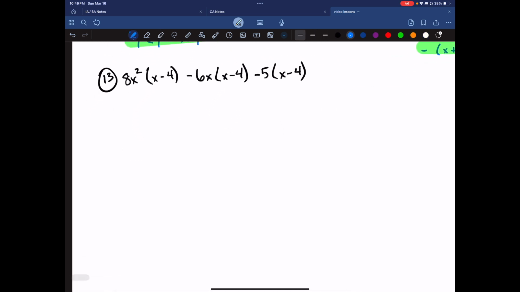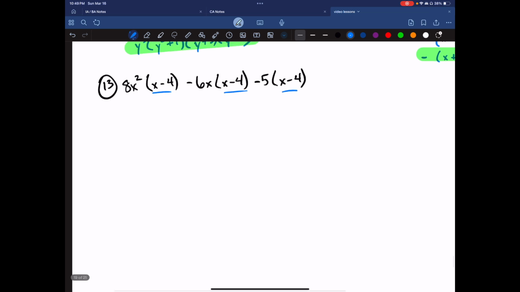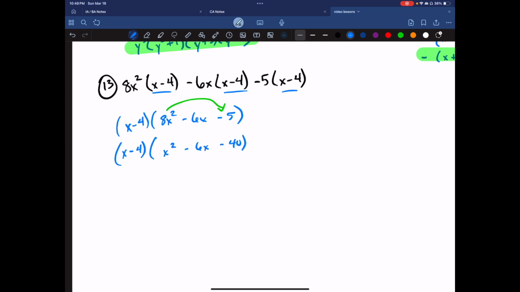Okay, now on 13, our last problem here, you look at each term. What do they have in common? Right? You have an x minus 4 in every term, which means that's my GCF. So I'm going to pull it out, and that's going to leave me with 8x squared minus 6x minus 5. Okay, now I'm going to have to do the AC method. So I'm going to throw this 8 to the back. The x minus 4 is just going to hang out while I factor this. So this is going to be x squared minus 6x minus 40.